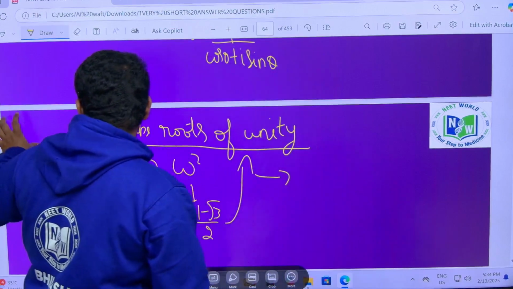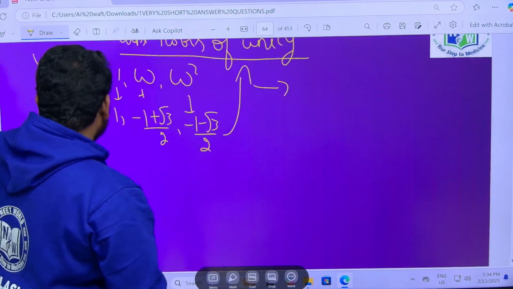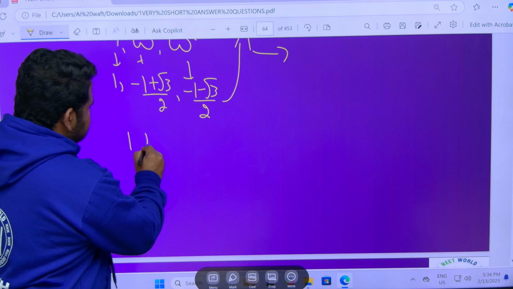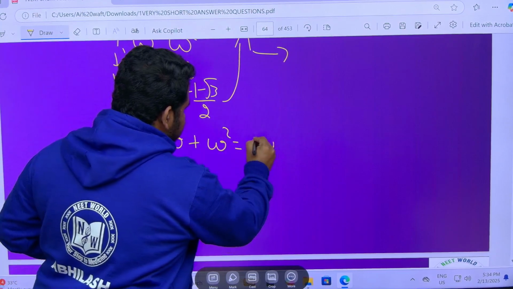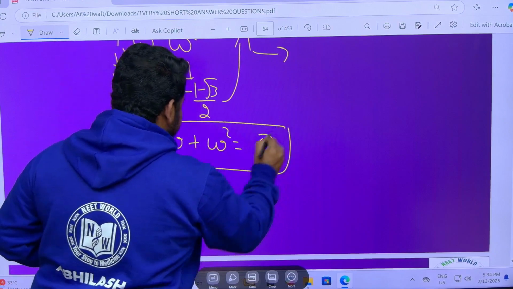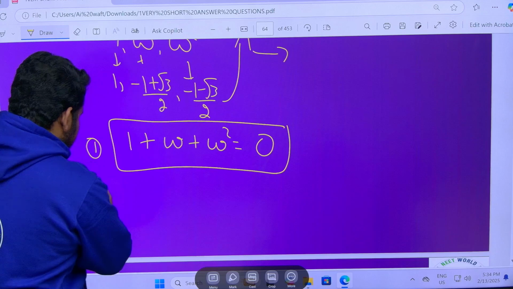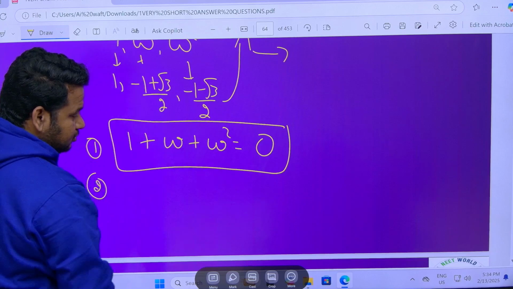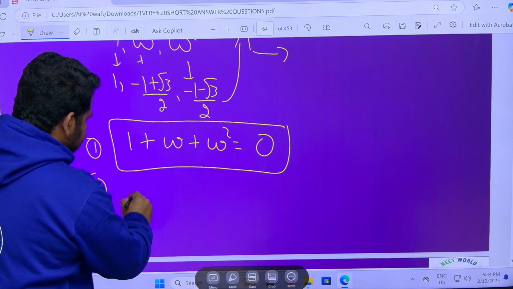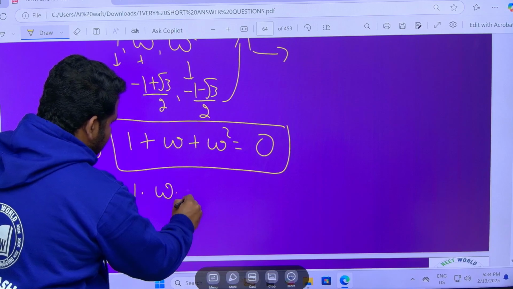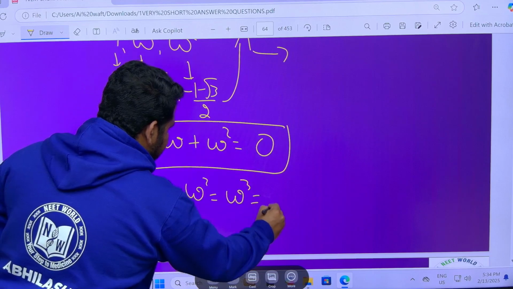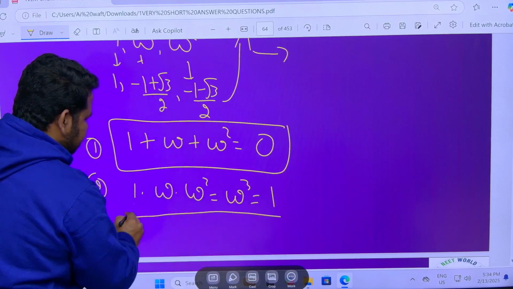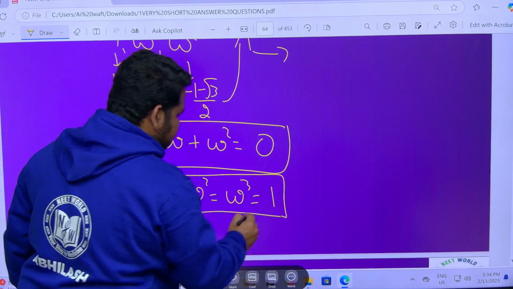Now when it comes to cube roots of unity, there are two important properties. 1 plus omega plus omega square is equal to 0. You have to remember this, highly important. That is, sum of the cube roots of unity is equal to 0, and product of cube roots of unity, that is 1 into omega into omega square, that is omega cubed, is equal to 1. You can verify yourself, this is equal to 1.